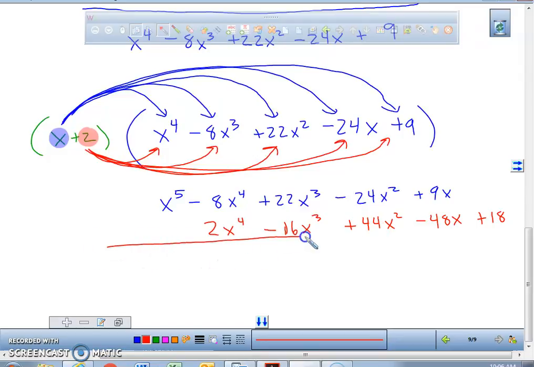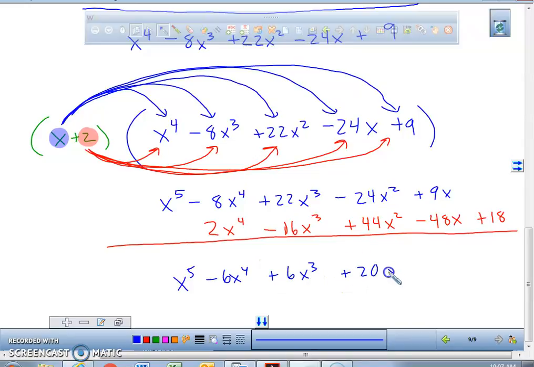And now we can finally add everything together for our final answer. We have x to the 5th minus 6x to the 4th plus 6x cubed plus 20x squared minus 39x plus 18. I'm running out of time.